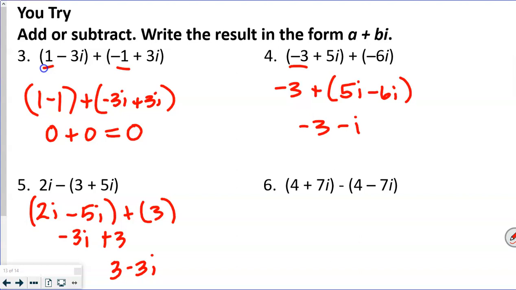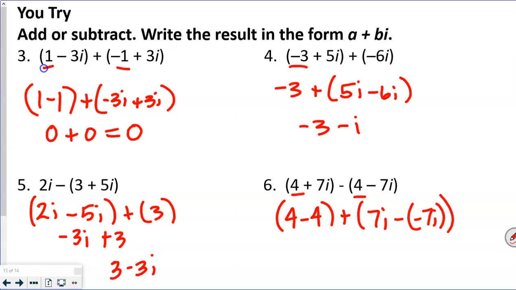So there we go. So now here, real part, 4 minus 4, right? Imaginary part, 7i minus a minus 7i. Again, just always remember when you have two negatives next to each other, y'all, it's going to end up being a positive, right? So 4 minus 4 is 0. This is going to be 14i, right? So the answer is 14i.